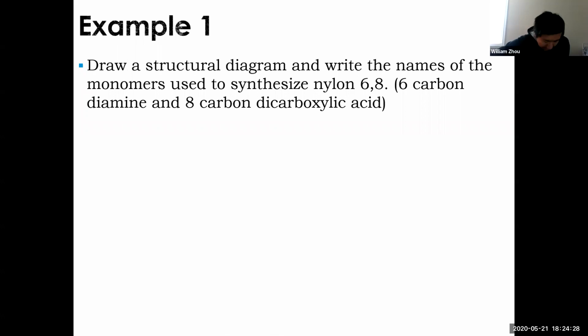All right, so here comes example one. Example one refers to another type of nylon. Draw the structural diagram and write the names of the monomer used to synthesize nylon 6,8. So what is nylon 6,8? Well, there's a clue. Nylon 6,8 is made up of a 6-carbon diamine and an 8-carbon dicarboxylic acid. I'm going to give you some time to work on this one. I'll take it up in 2 to 3 minutes.